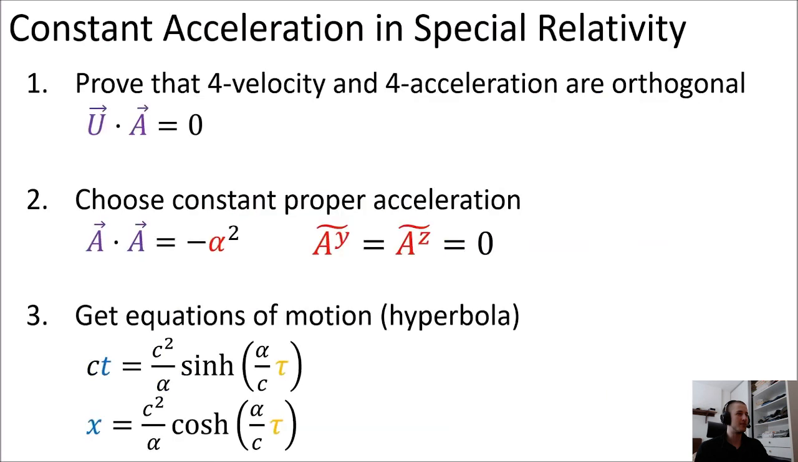So our condition for an object having constant proper acceleration alpha in their own frame is that their 4 acceleration vector dotted with itself gives the constant value of negative alpha squared.